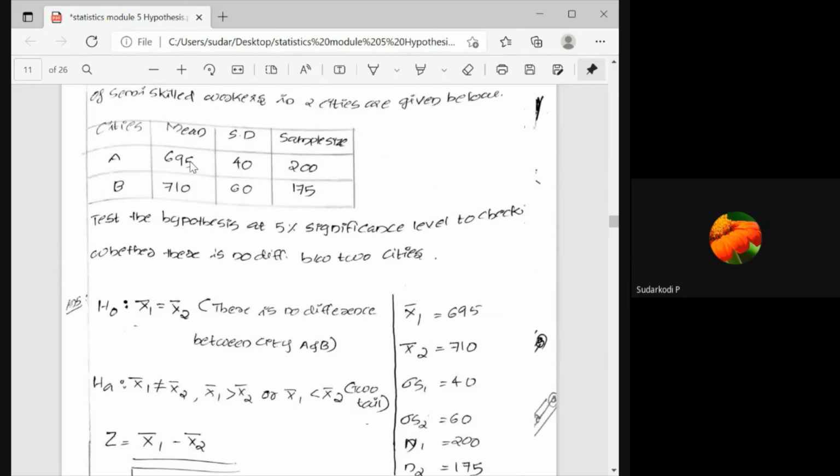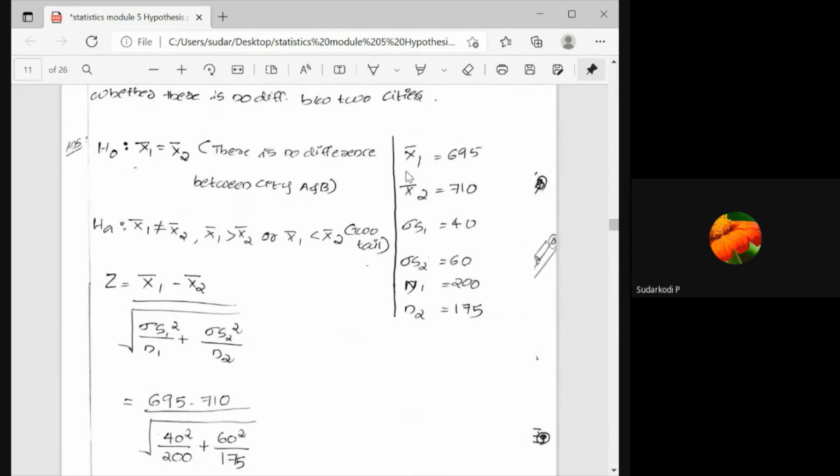The mean is given, that is x1 bar is given for city A, the standard deviation for city A is given, and the sample size for city A is given. Similarly for city B. You can see on the right side, x1 is given, x2 is given for cities A and B, the standard deviation for cities A and B is given, sample size n1 for city A and n2 for city B is given.